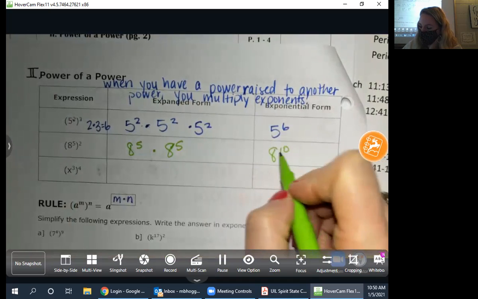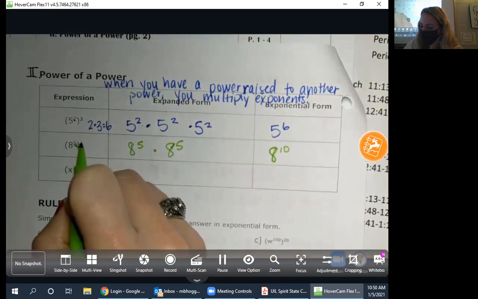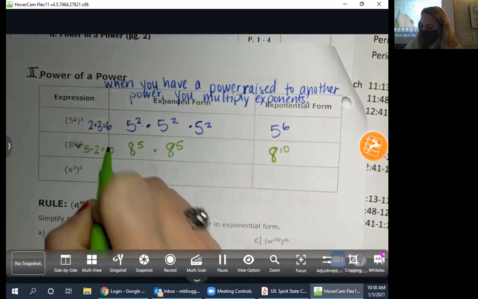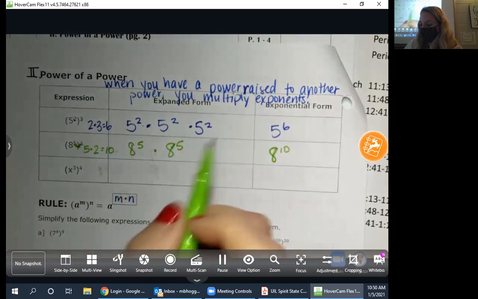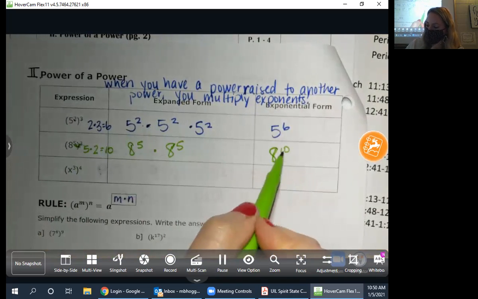Yes, 8 to the 10th. How'd you get 10? Yes, he multiplied 5 times 2 because he saw that the power was raised to another power. When we have a power raised to another power, you multiply the exponents. 8 to the 10th.